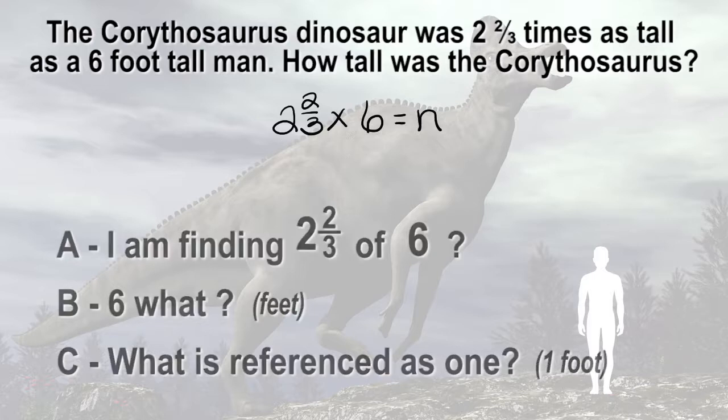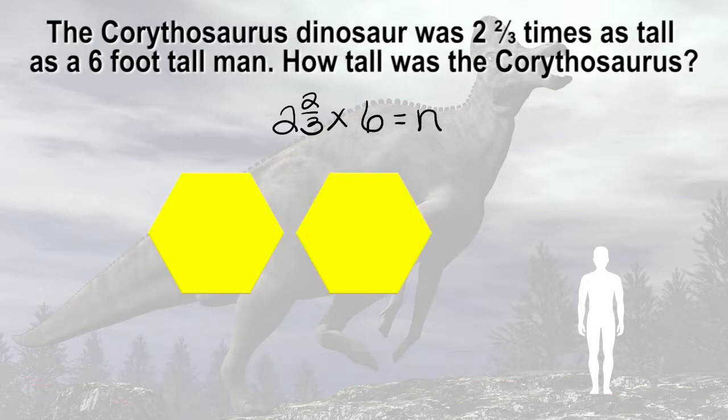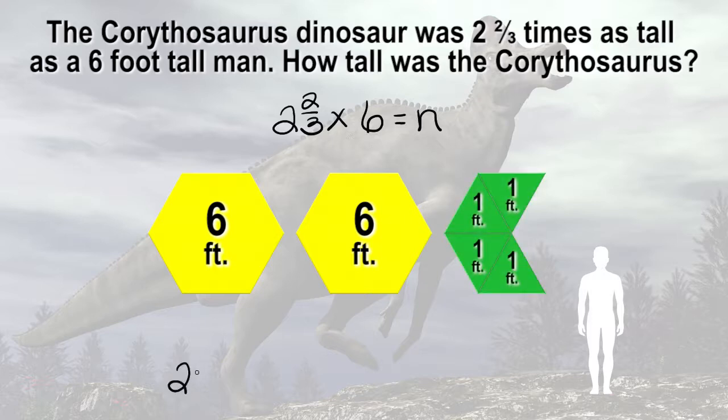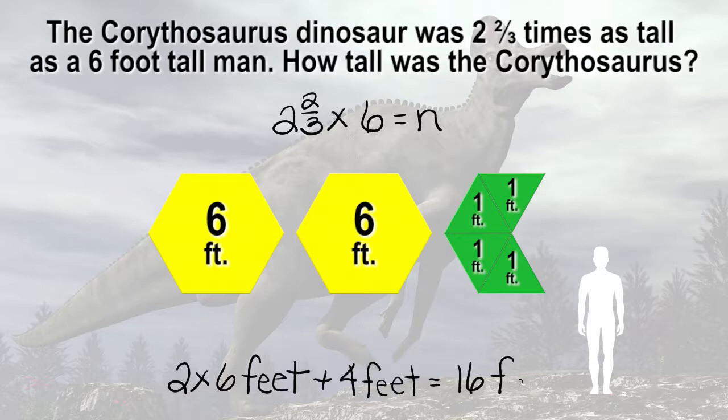Let's model this problem by using 2 hexagons, representing 2 6-foot tall men. 2/3 of 6 is 4, so we can represent the 2/3 of 6 with 4 triangles. This diagram shows that 2 times 6 feet plus 4 feet equals 16 feet.